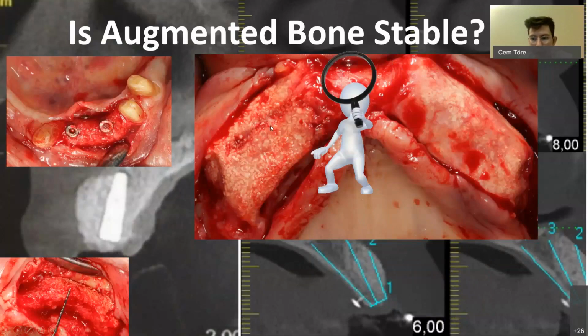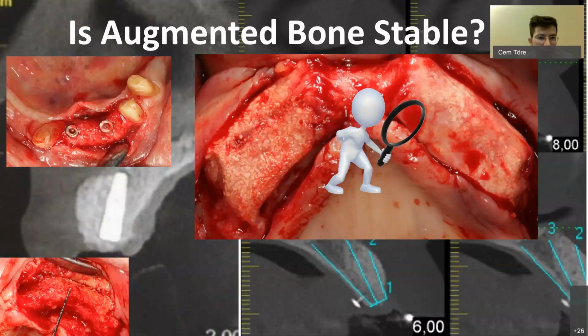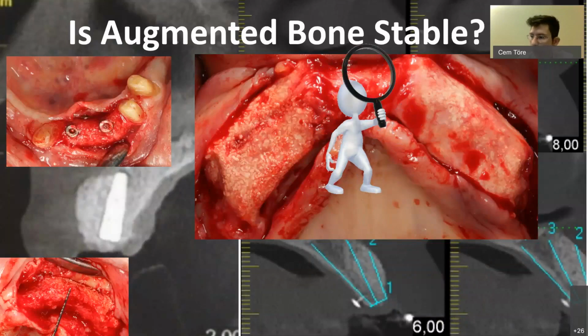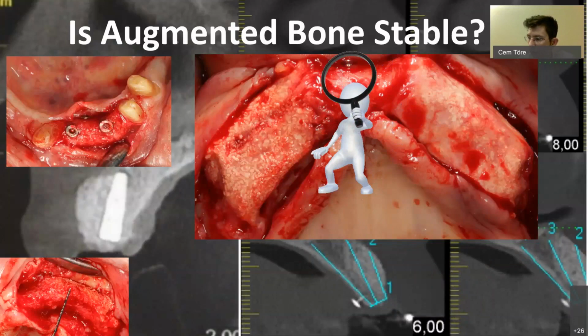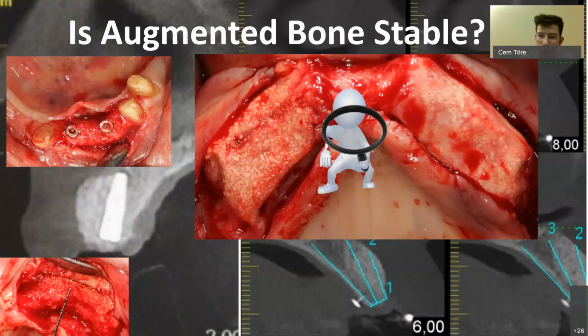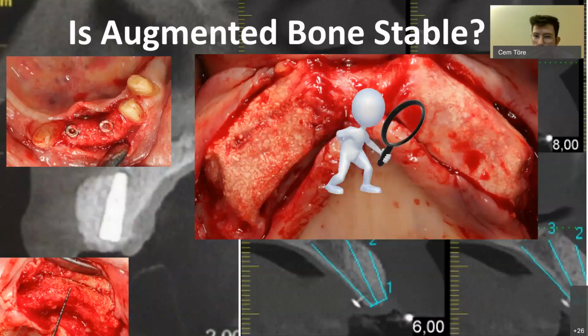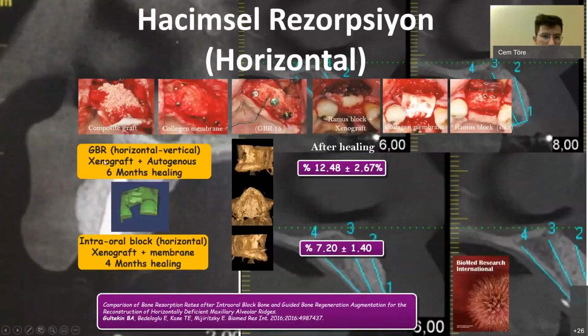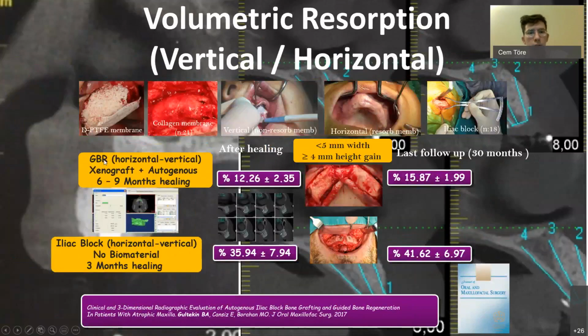So we can augment the bone, but does it really stay that way? Does it stay the way we want it, the way we have created it? We have done two studies on this subject in our department. One of them is as follows. We have compared a GBR augmentation, horizontal and vertical, using xenograft and autogenous bone, 6 to 9 months of healing, to an iliac bone block, no biomaterial, and 3 months of healing.